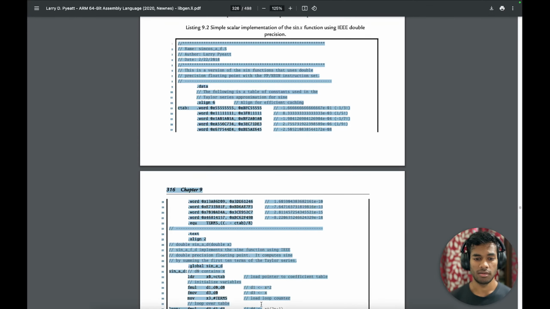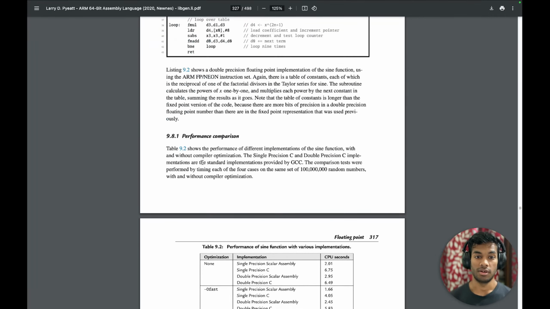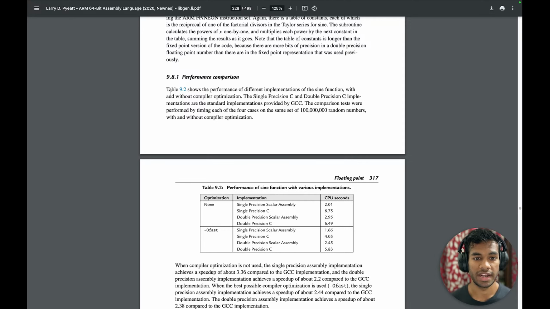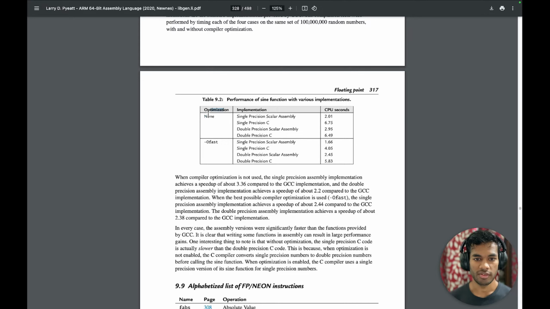And I guess I will come back to it at some point and understand how we can calculate the sine function using the Taylor series. But for now, we are almost done. Table 9.2 shows the performance of different implementations of the sine function with and without compiler optimization. Okay, what is this, performance of sine function with various implementations? Optimization none and offset. Okay, with this tag on. When we don't have the tag on, then single precision scalar assembly.